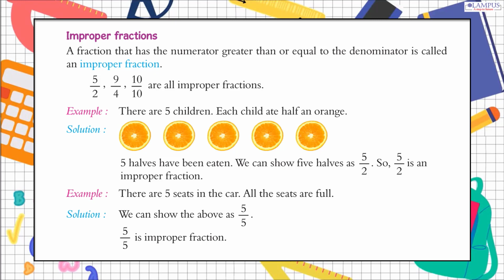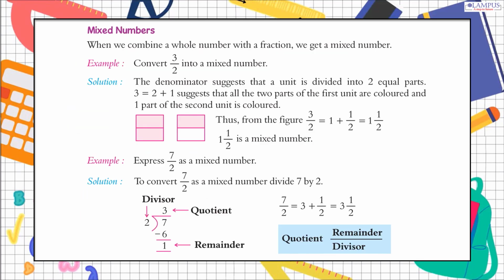Example: there are 5 seats in the car. All the seats are full. Solution: we can show the above as 5 by 5. 5 by 5 is an improper fraction. Mixed numbers. When we combine a whole number with a fraction, we get a mixed number.